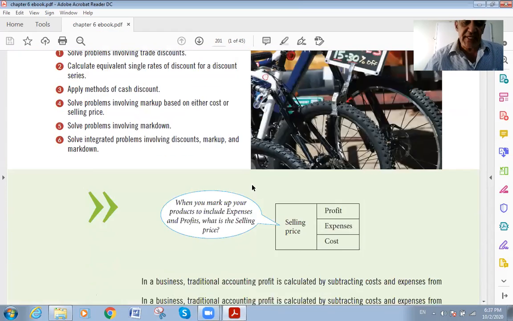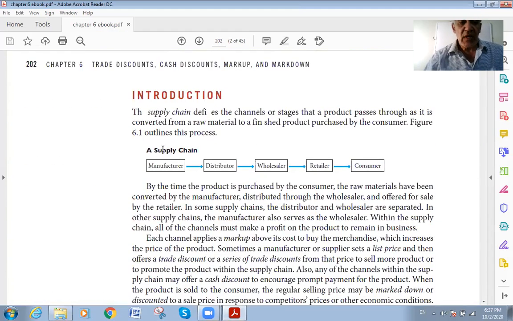Let's see here as an example how the discounts work. It works from the manufacturer, the producer, and this we call the supply chain. It starts with the manufacturer or the producer, then it goes to the distributor, like a dealer, for example, a cars dealer. Then from there, it goes to the wholesaler, to the retailer. At the end, it will go to the consumer.